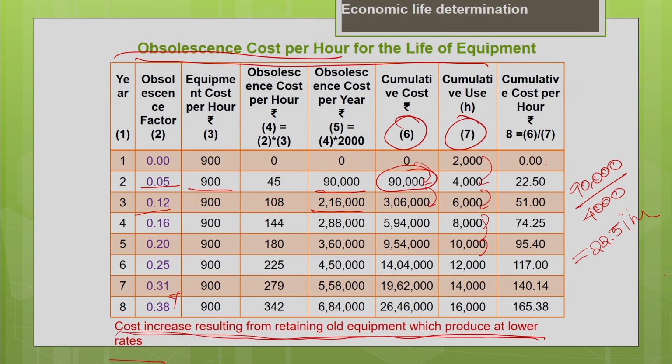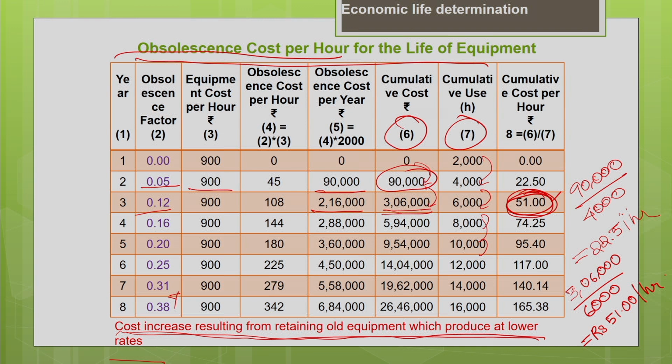Similarly for the third year, you can see the cumulative cost is 3,06,000 divided by 6,000, which is the usage of the machine for 3 years. That gives me the cumulative obsolescence cost as 51 rupees per hour for the past 3 years. It means this 51 rupees per hour reflects the obsolescence cost for the past 3 years. If you hold your machine for 3 years, your obsolescence cost per hour will be 51 rupees. So that is what we mean on a cumulative basis.